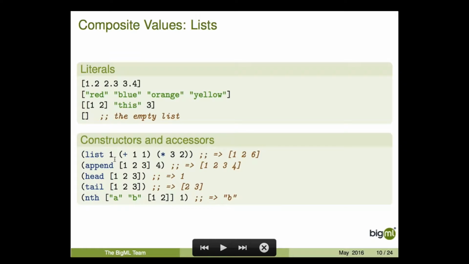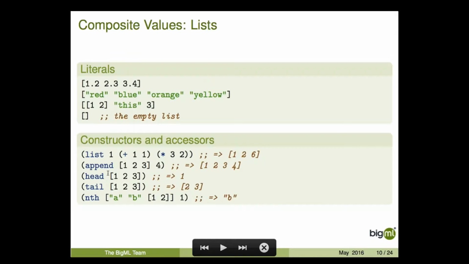And then also we have constructors and accessors for the items in lists. So if you don't want to use square brackets, if you want to do a more traditional function call to create your list, we have this function list. We also have a function append that takes as its 2 arguments a list and something you want to add to the end. So that'll add 4 to the end of this list, 1, 2, 3.